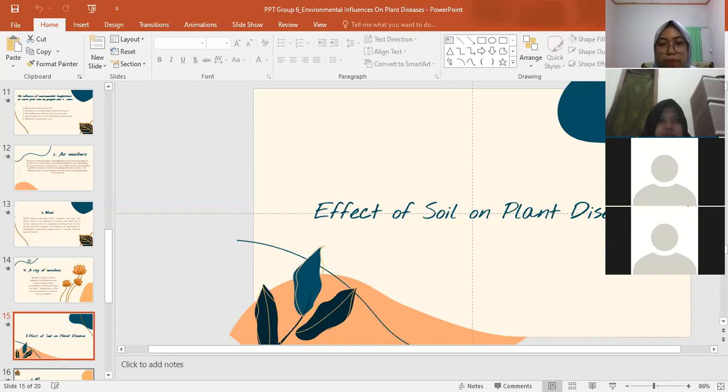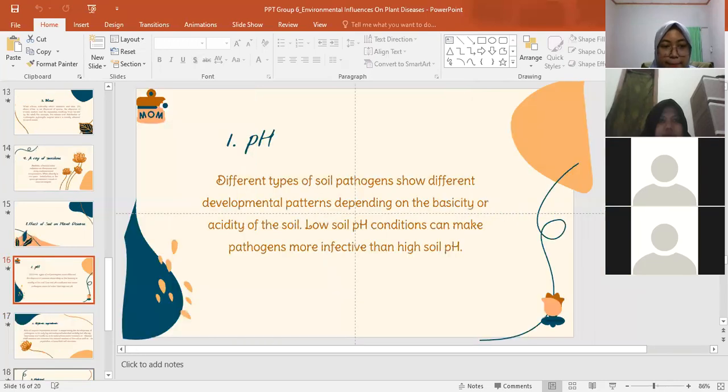Effect of soil on plant disease. One, pH. Different types of soil pathogens show different developmental patterns depending on the basicity or acidity of the soil. Low soil pH can make pathogens more infective than high soil pH.